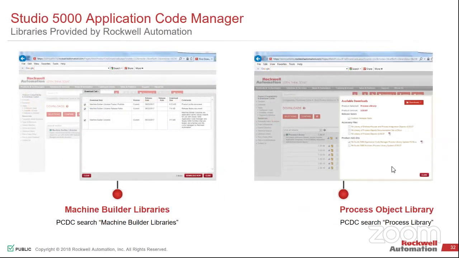So these are the two libraries that Rockwell has built and published. The process objects library is probably one that y'all are already familiar with if you're working with PlantPAx. And the machine builder library is another one. Both of these are available on the PCDC, the Product Compatibility and Download Center. But these can also be brought into Application Code Manager. So rather than having a file structure where you're dragging and dropping the graphics or the objects and the AOIs that you want, you just download them into Application Code Manager, and then from there more easily navigate the structure within the GUI of that software and pull the pieces that you need into the developer project.